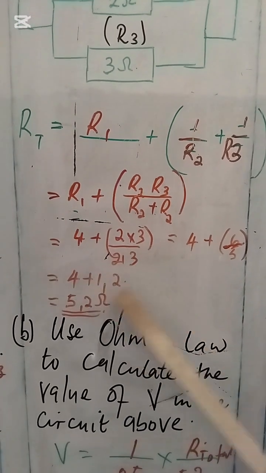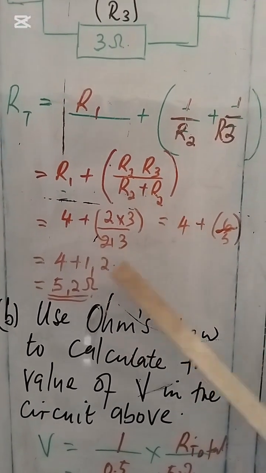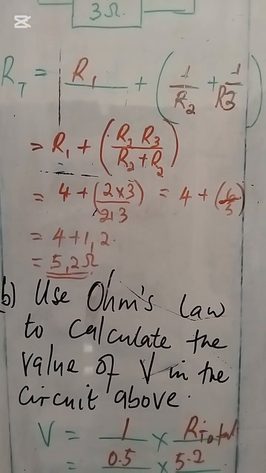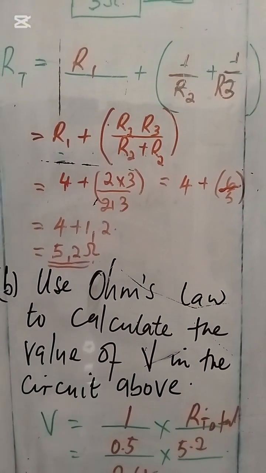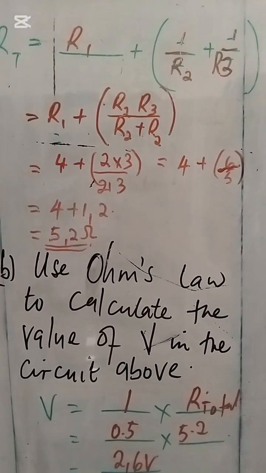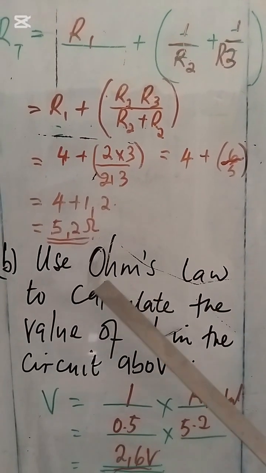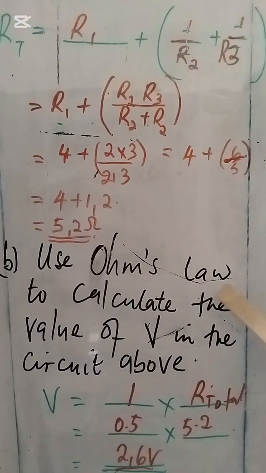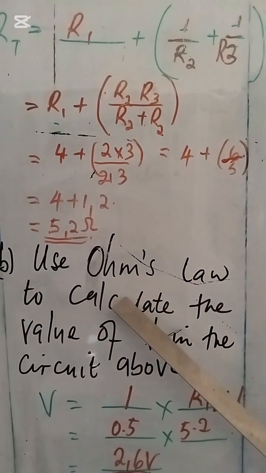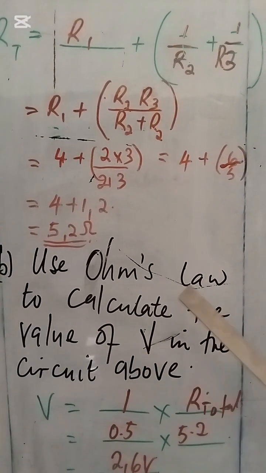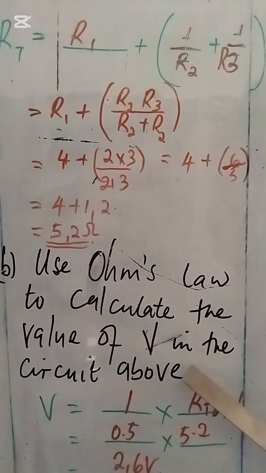We should ignore using units while we are working out the answer. Only the answer should have the correct symbol or a unit. Then we now want to use Ohm's law, which we discussed in the previous video, to calculate the value of V in the circuit above.